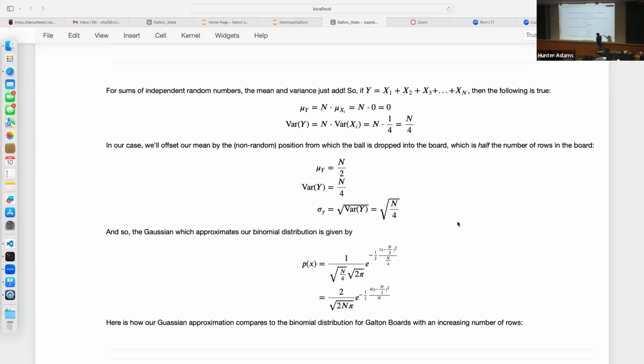The variance of an n-row Galton board distribution is going to be n, the number of rows, over 4. Which means that the standard deviation, which is just the square root of the variance, is root n over 4. And remember, all that we need in order to fully specify a Gaussian is its mean and its standard deviation. So now we can just take those two numbers, which are a function of the number of rows of the Galton board, and plug it in. And here is our expression for the Gaussian, which approximates the binomial that's forming at the bottom of our Galton board. And we should expect that this approximation gets better and better as the number of rows increases.